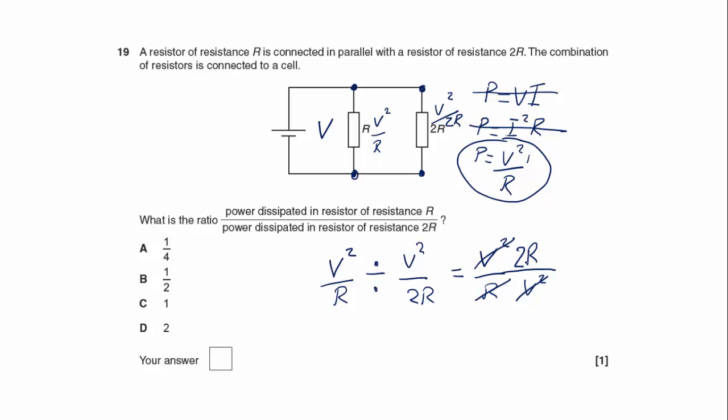We don't need to know about the resistance, so what that says is the power dissipated in R here is going to be twice as large as the power dissipated in this, and that's what you'd expect because this one's got twice the resistance, so it would only have half the current for the same potential difference, so it's going to be half the amount of the power. So our answer is D.